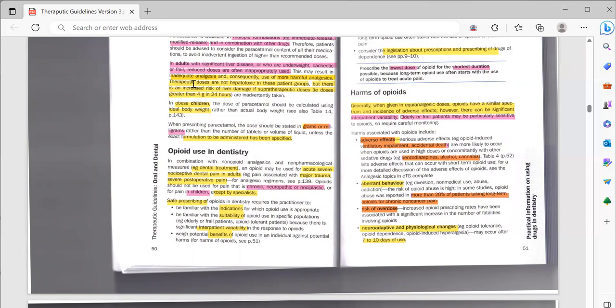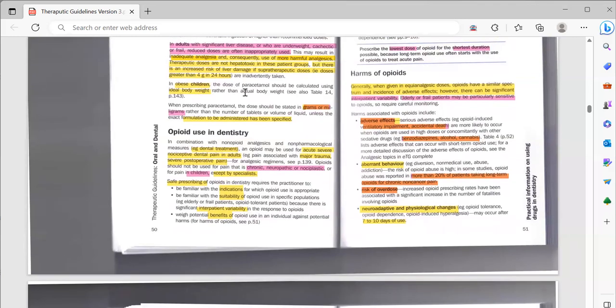So they state that therapeutic doses are not at all toxic in these patient groups. Even if the patient has significant liver disease, if he only takes the therapeutic dose, it would not be harmful. But there is an increased risk of liver damage if supratherapeutic doses are inadvertently taken. The supratherapeutic dose is 4 gram in 24 hours.